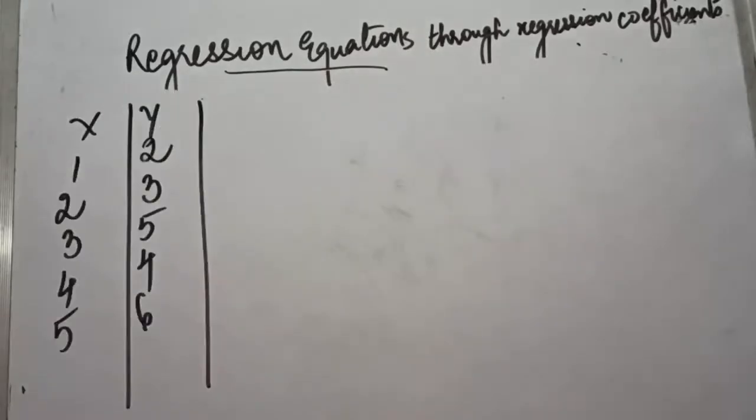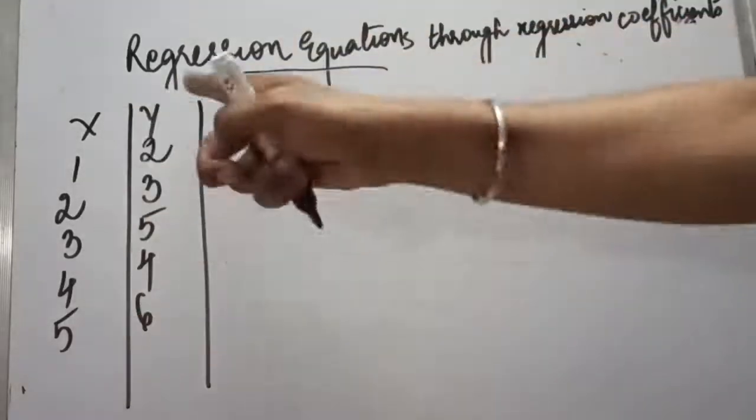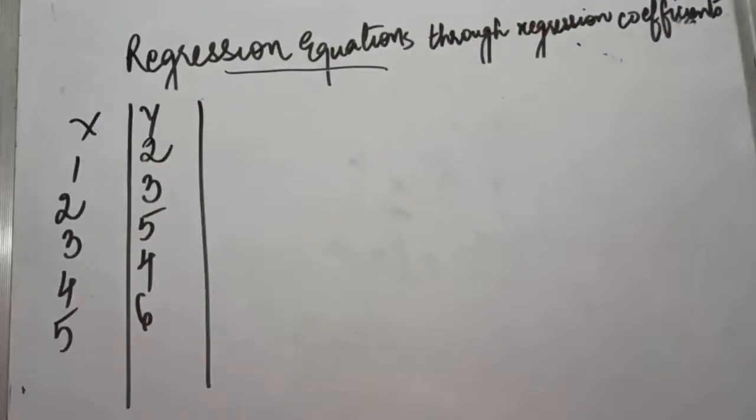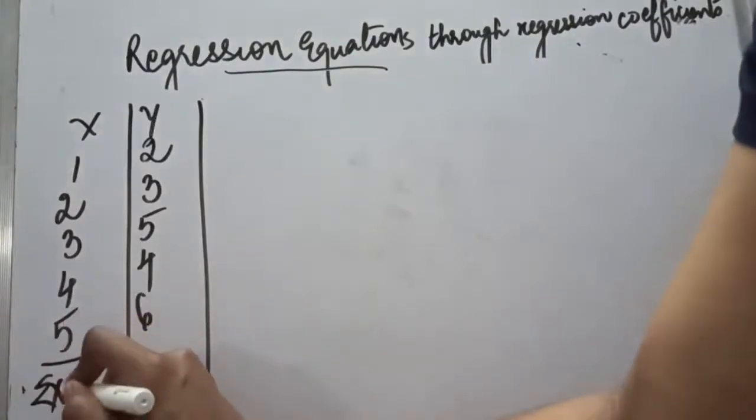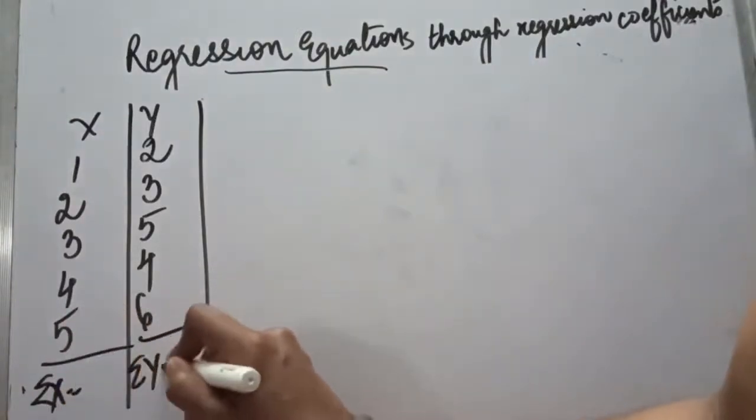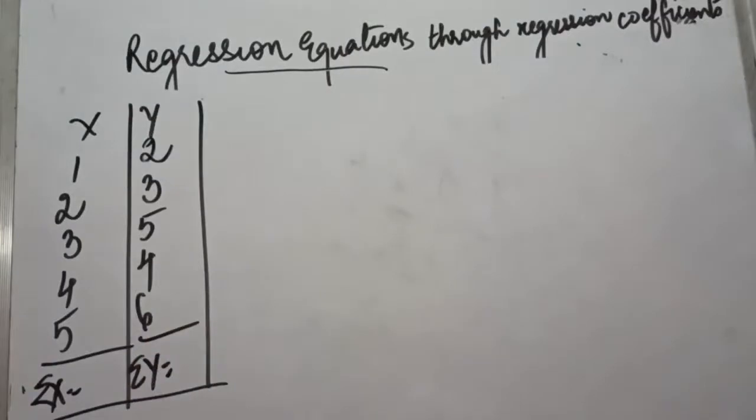Now see, this is a very simple practical question. I can see it is an individual series. First of all, let me see whether I should take deviations from actual mean or assumed mean. For that, we will calculate the value of sigma x and sigma y, so that we can see what the values of the actual means are.